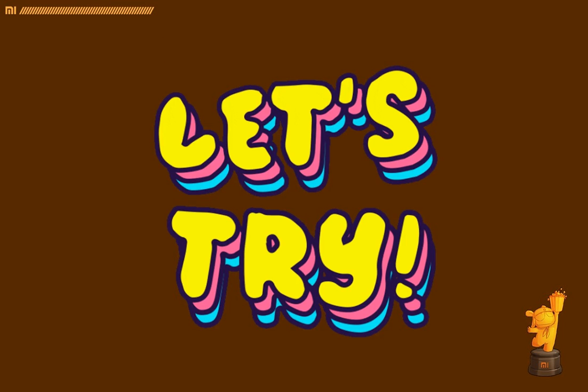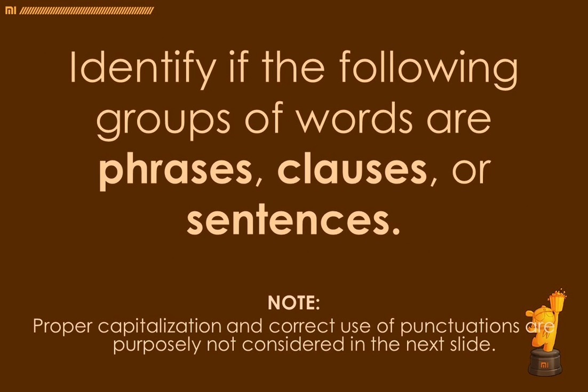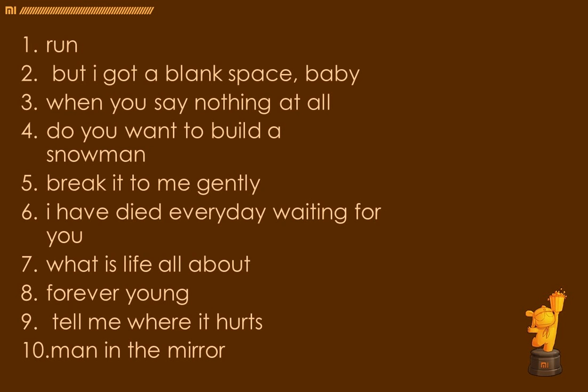Now that you are already equipped with the idea of phrases, clauses, and sentences, let us try these following activities. For the first part, you have to identify if the following groups of words are phrases, clauses, or sentences. Please take note that proper capitalization and the correct use of punctuation marks were purposely not considered in the next frames. Number 1, run. In this item, there is only one given word and that is a verb. Remember that when we are talking about imperative sentences and it starts with a verb, it is considered a command. Therefore, number 1 is a sentence.